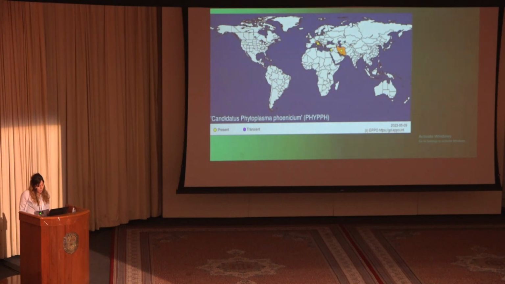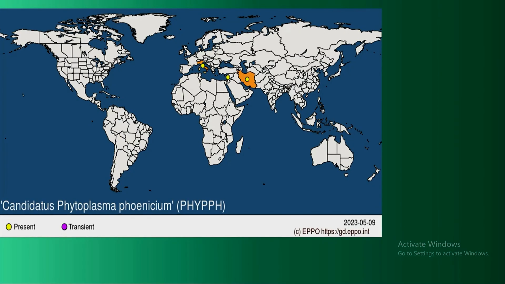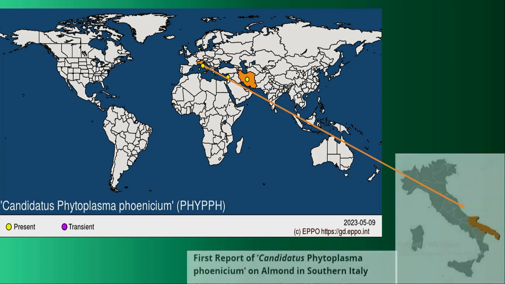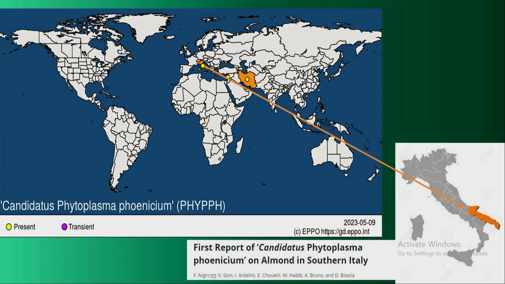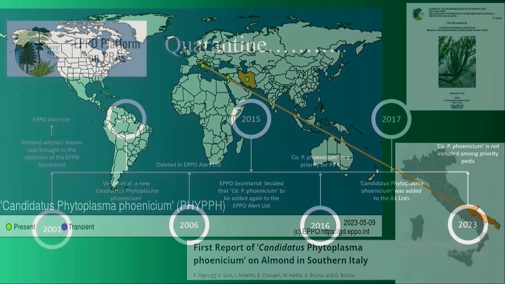The EPPO map of the spread of Candidatus phytoplasma phoenicium, published on the EPPO website, states the presence of Candidatus phytoplasma phoenicium also in Italy. Indeed, in 2019, a case was reported in Apulia in an almond grove. The case seems to be only sporadic. Indeed, in Italian territory, phytoplasma of group 9C is mostly present.